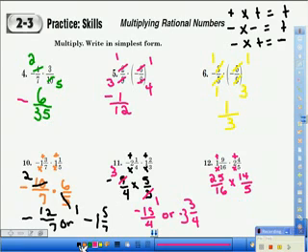We look, we say, can we find a greatest common factor for a number in the numerator and the denominator? Surely we can. 25 and 5. The greatest common factor is 5. 5 into 5 is 1. And 5 into 25 is 5. Now, can we cancel anything else? Yes, we can. 16 and 14. We see that we can find a greatest common factor, which is 2. 2 into 14 is 7. And 2 into 16 is 8.